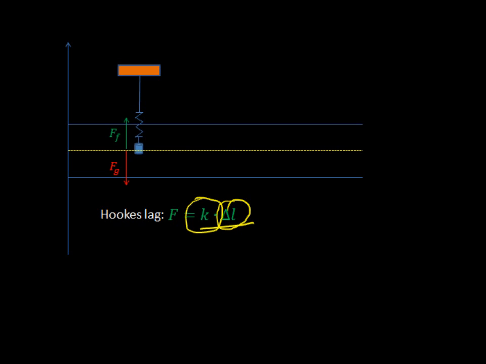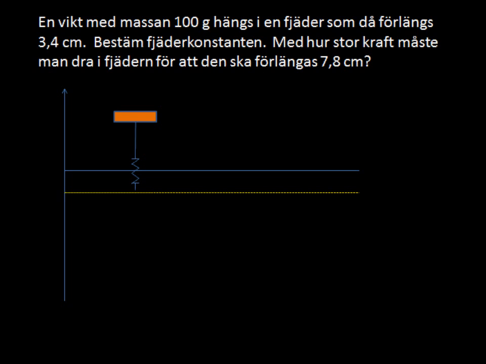All right, let's use this in a problem and see if we can calculate what K is first. That's what that is there. And then after that, we'll use Hooke's law to find out what force is necessary to pull that same spring 7.8 centimeters. Okay, so here's our situation. We have a spring with nothing on it, and it's just hanging there. That's where the yellow line is. Then we put a 100-gram weight on it, and that causes it to be extended 3.4 centimeters.